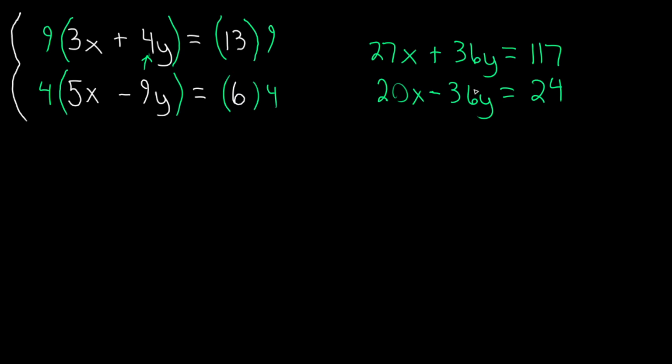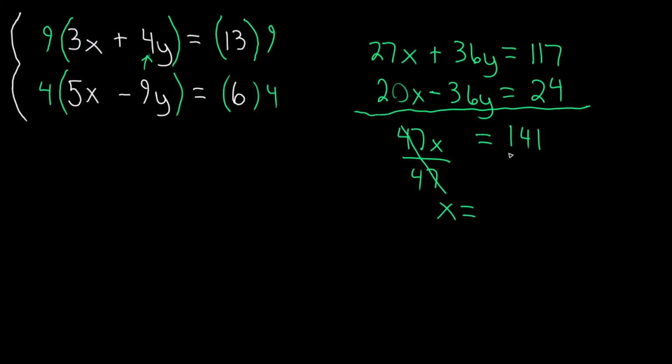Now my y's are canceling. If I add these two equations together, 27x plus 20x is 47x. 36y and 36y cancel, equals 117 plus 24, which comes out to 141. Now I divide by 47 over here to get x alone, and divide by 47 on the right side, keep things balanced, and I find that x equals 3.